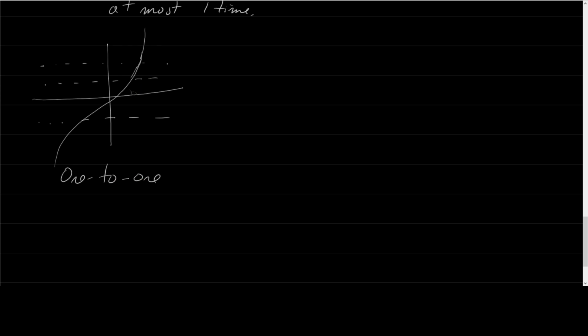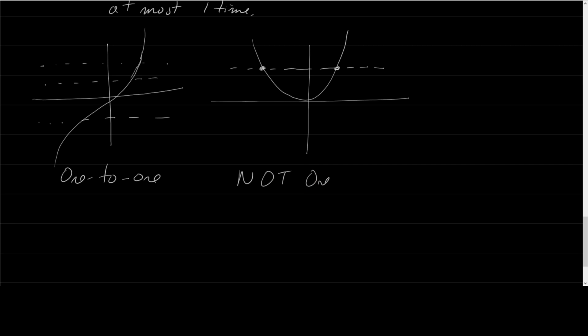Now, let's look at something that would not be one-to-one. All right. If I had a parabola, well, a parabola is not one-to-one because I can draw a horizontal line to hit it twice. So this is not one-to-one.